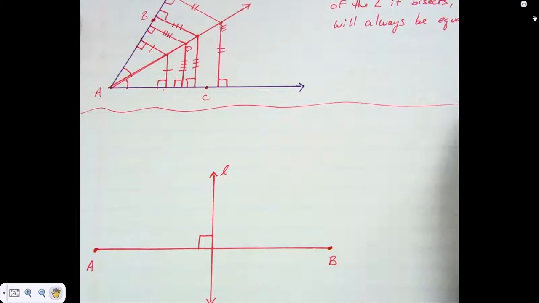That was angle bisectors. That's the main thing I want you to remember about angle bisectors. If the distance is equal, it must be on the angle bisector, and if it's an angle bisector, the distances to the sides are equal, right?